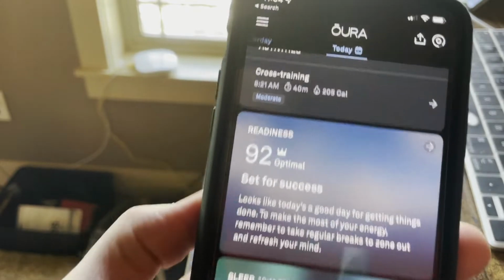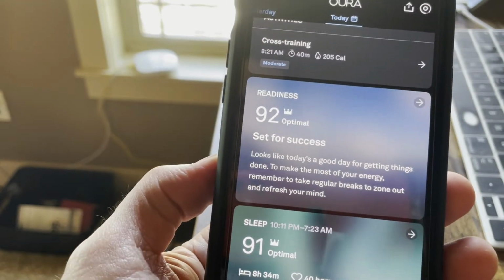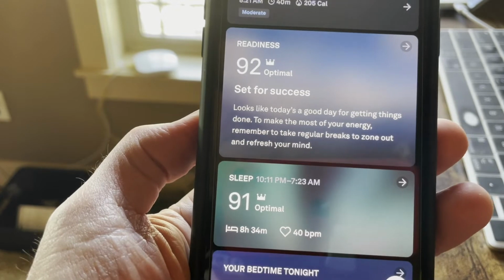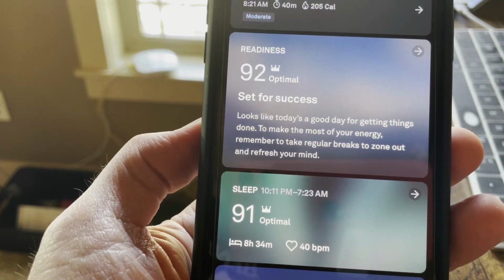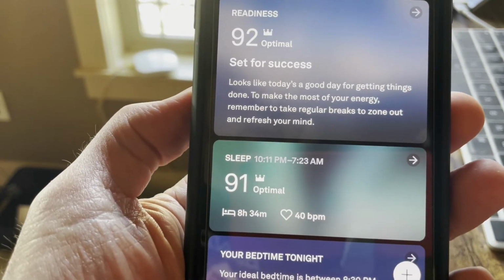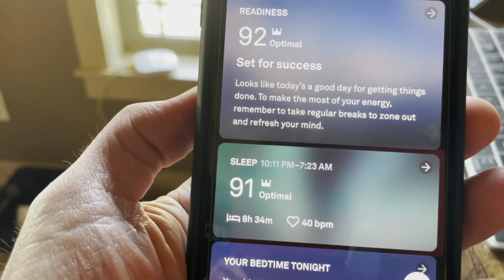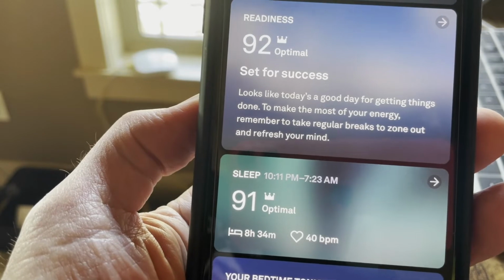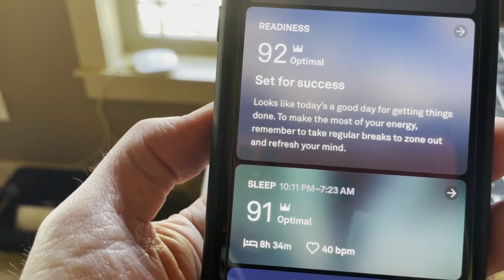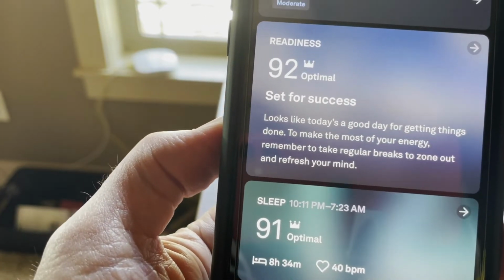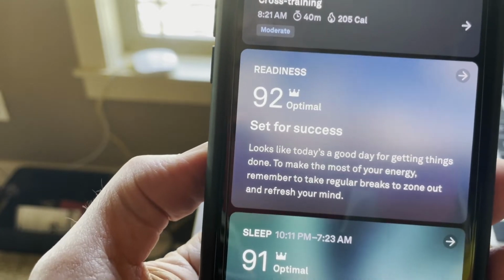This is inside the Oura app on my iPhone. You can see last night's sleep score was 91. Got about 8 hours and 34 minutes of sleep, which is more than average for me. Heart rate average was 40 beats per minute, and I slept in this morning until 7:23, which is pretty late, but had some fragmented sleep last night. But nonetheless, readiness score is optimal.